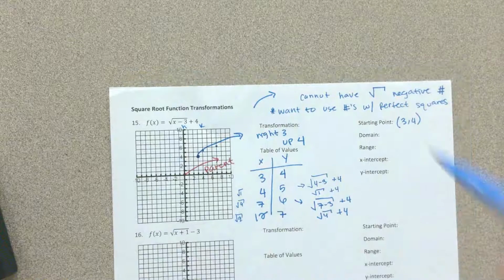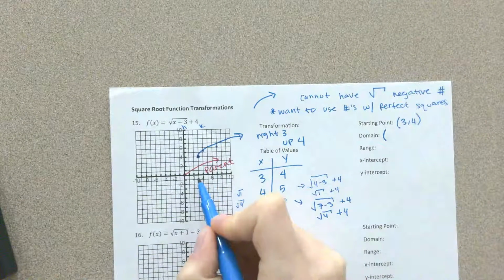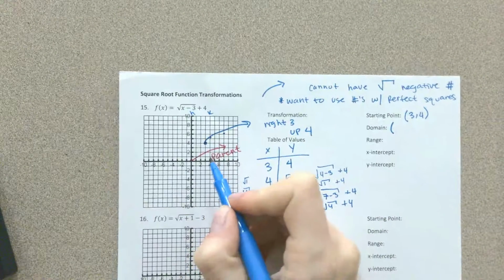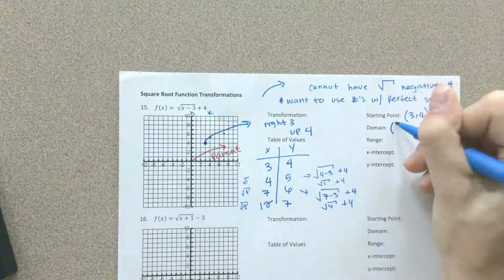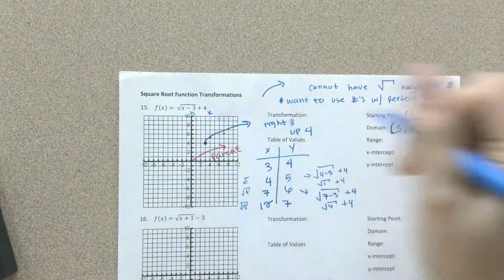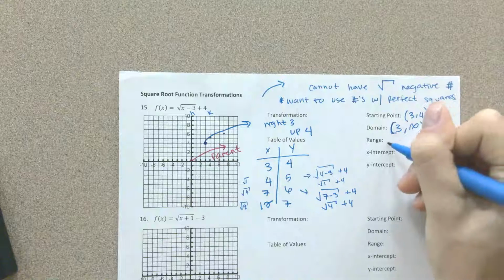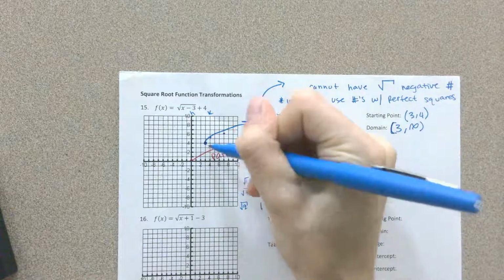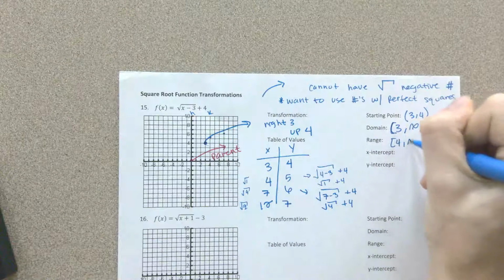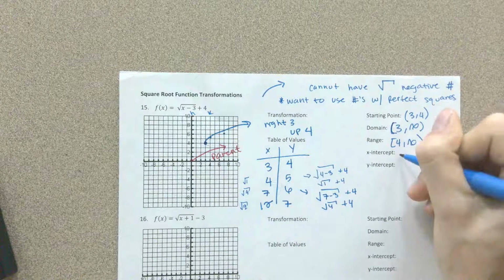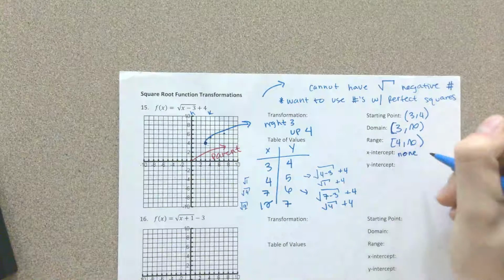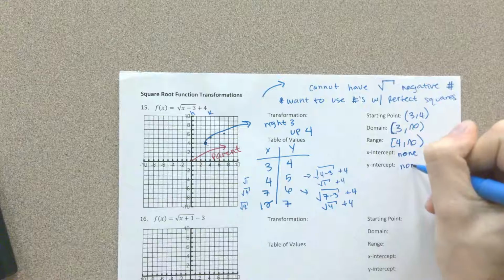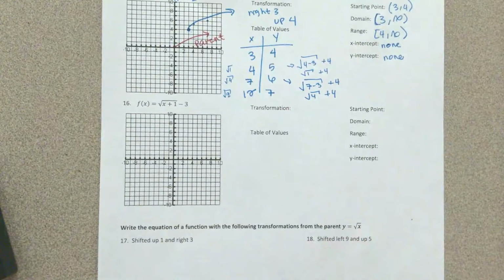My domain in this case, my lowest x value is x equals 3, and it goes to positive infinity. My range, so my lowest y value is 4, and it goes to positive infinity. I have no x-intercept, and I have no y-intercept.